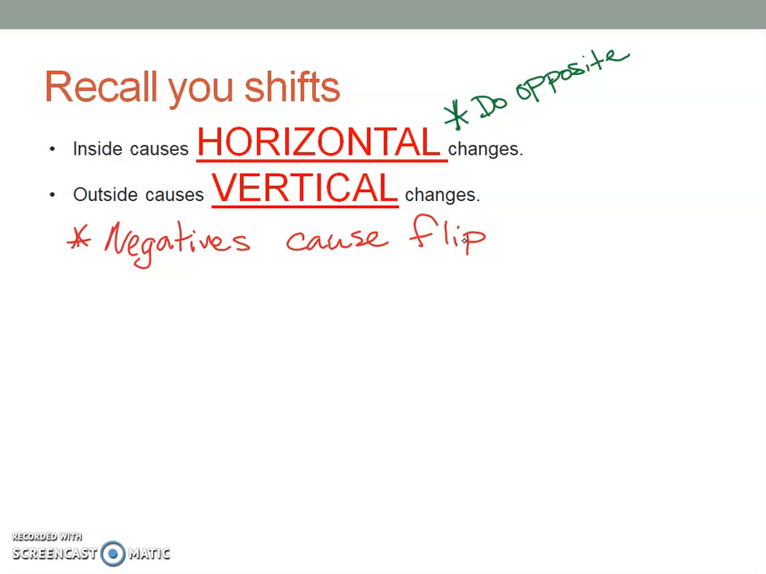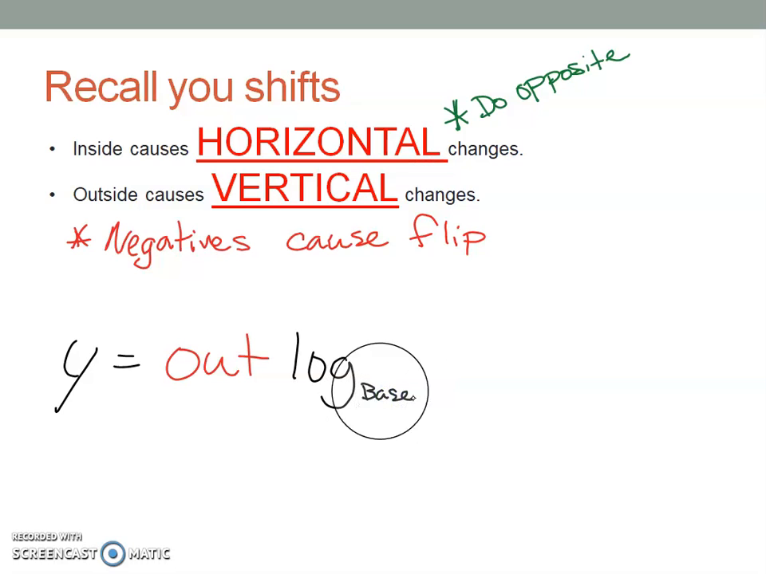So where is the outside and where is the inside? Some of you guys might be able to guess this already. Anything that is out in front of the logarithm is considered on the outside. There can be something down here in the base, but for our graphing, there's not going to be anything there. So it's just going to stay.